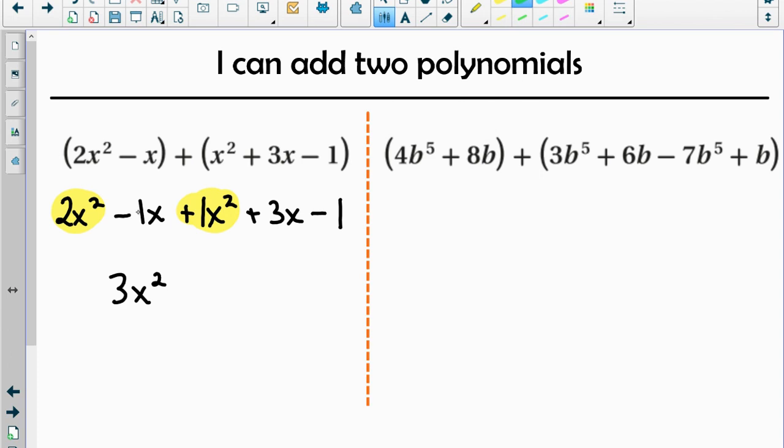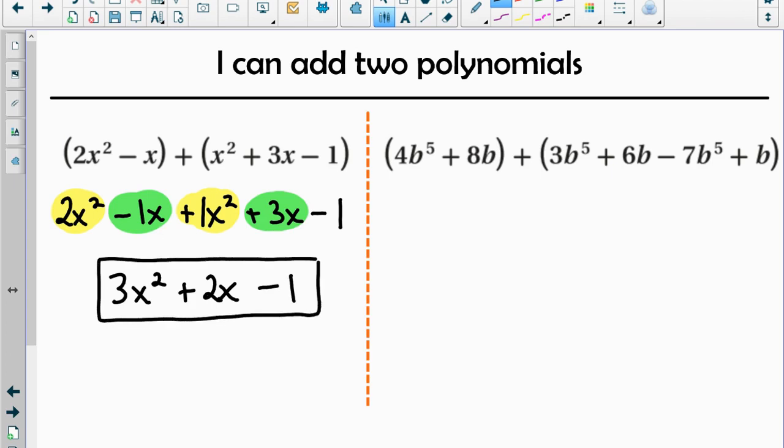Then I want to look for my next type of like term. I have just my regular x's, like x to the first power, and I actually have 2 of those terms that I can add together. Negative 1x plus 3x, well, negative 1 plus 3 is positive 2, so that's going to be positive 2x. And then I just bring that constant term down at the end. So 3x squared plus 2x minus 1. The next example, do it the same way. Start by rewriting all the terms without parentheses.